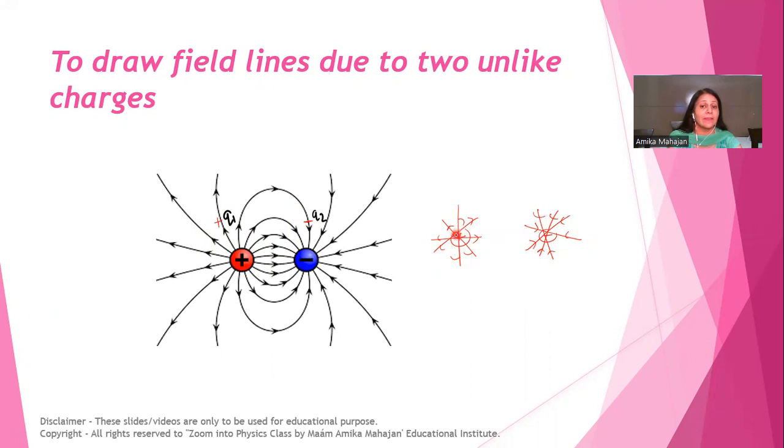And field lines will contract lengthwise. They will start from positive and end at negative like this. So this will be the shape of field lines in case of two unlike charges. Here, there are some regions where field lines are denser. It shows a stronger field. But here are some regions where field lines are not denser. It shows a weaker field.